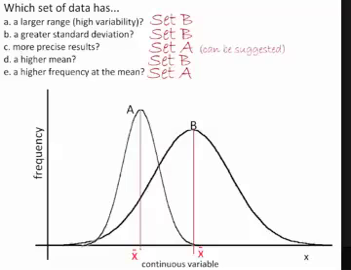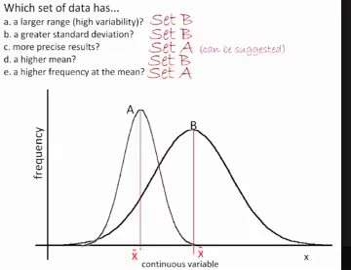Which one has a higher mean? You would say B, not because the curve is taller, but because you have to look in the x-axis, the continuous variable. Remember, the mean is usually at the center of the curve, and so the one towards the right has a higher value than the one towards the left. The one towards the left is closer to 0. So B, in this case, has a higher mean.